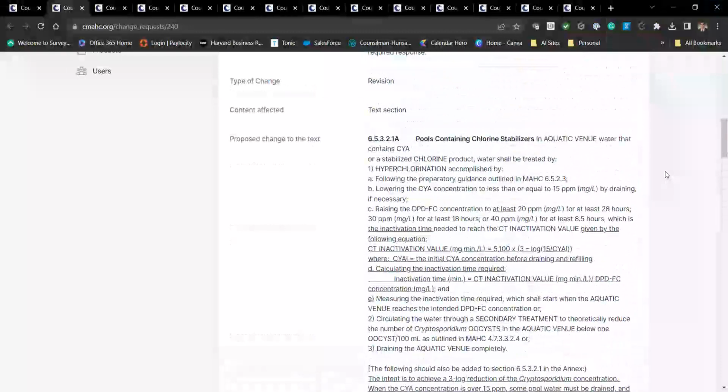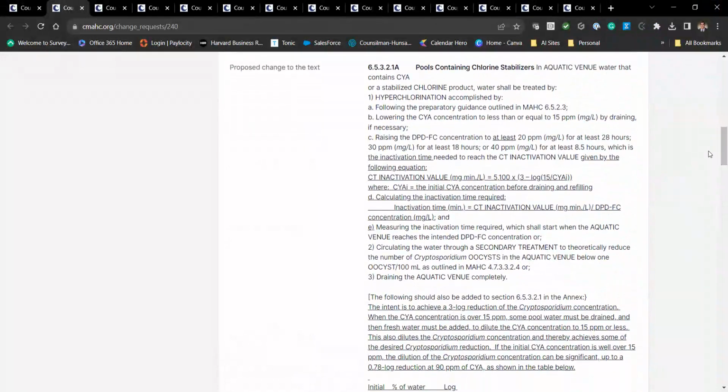Okay. Grace, I'm going to ask you a question here. I'm not totally clear. As we look at this equation, 5,100 times 3 is the 15,300 that we're all familiar with. Now, minus the log of 15 over CYA initial, does this assume the same CT value? I don't know how they came up with this math formula, for one thing. I was hoping that the research would have explained it, but I didn't have a chance to read through the references.